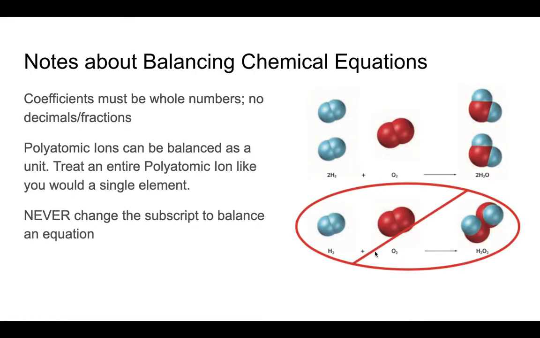A couple notes about balancing chemical equations. I'm going to go over some examples in a further video, but some notes. Our coefficients must be whole numbers. No decimals or fractions can be in a final balanced equation. There's a trick about having some decimals in there, but our final chemical equation cannot have any decimals or fractions. The coefficients must be whole numbers.